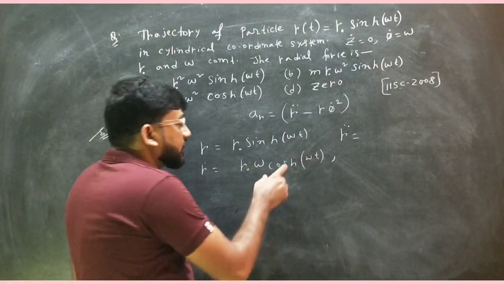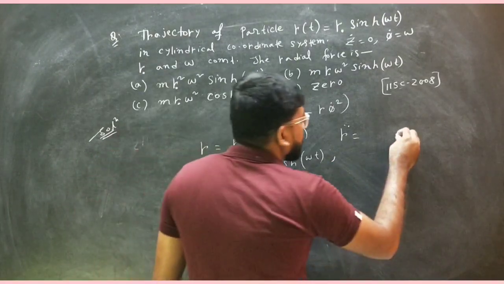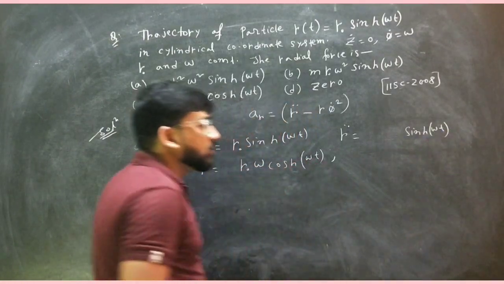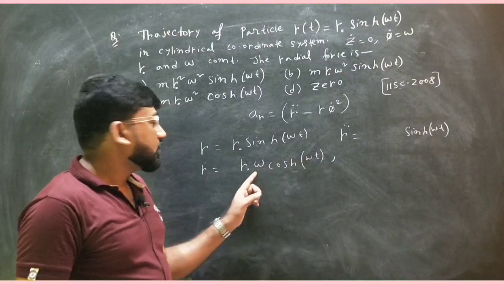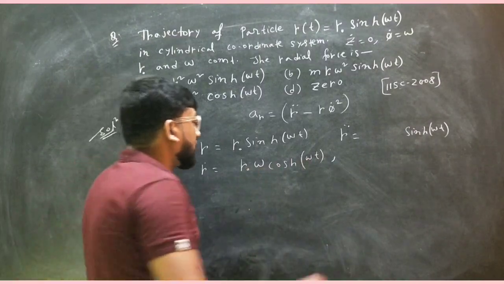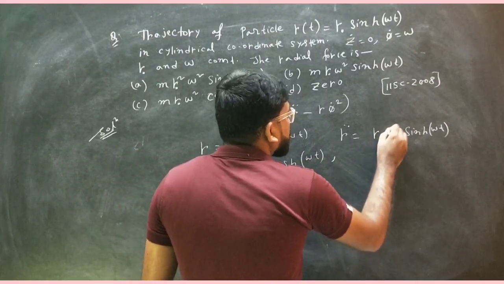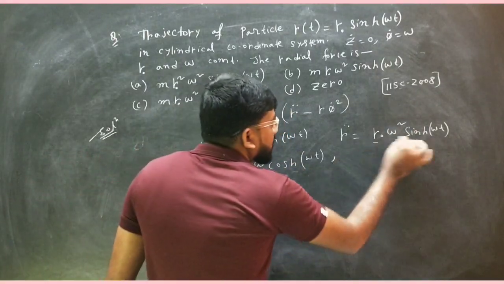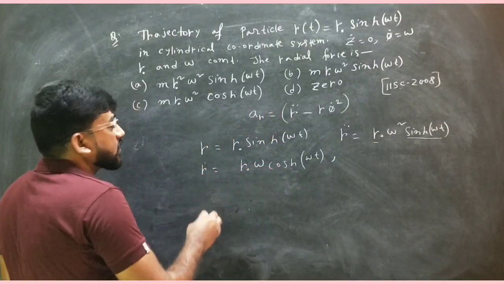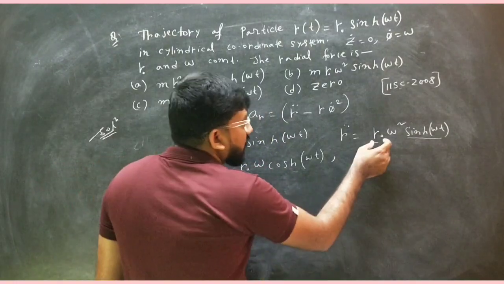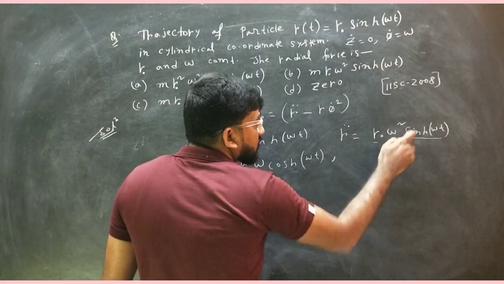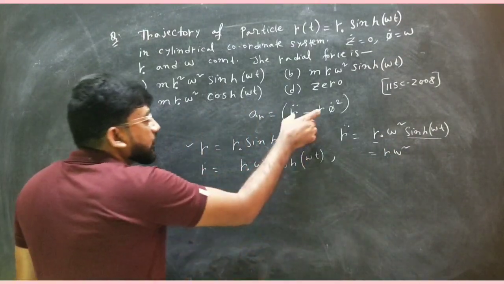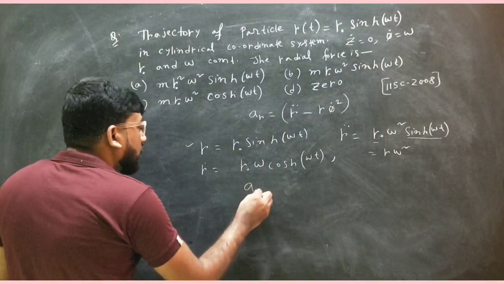So the differentiation of cos hyperbolic is again sine hyperbolic omega t. And again one omega will come out, so it will be r0 omega square sine hyperbolic omega t. And if you see, this r0 sine hyperbolic omega t is nothing but r. So it will be just r omega square.